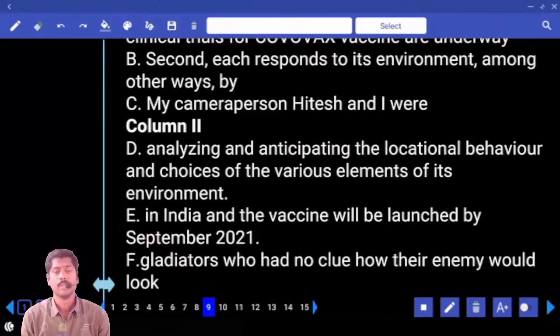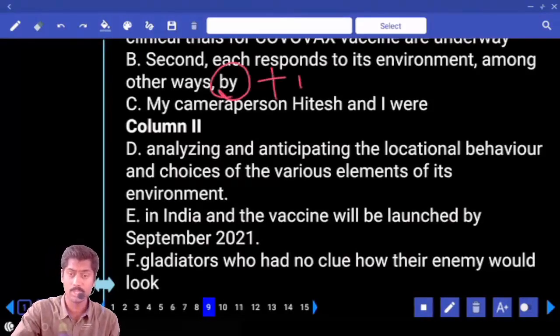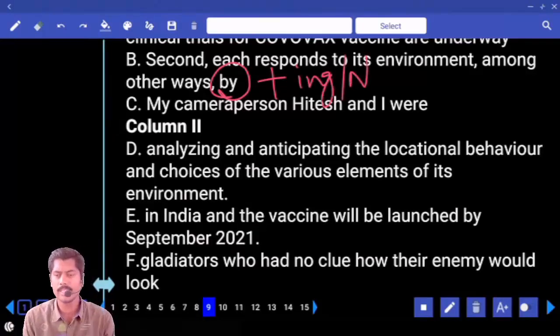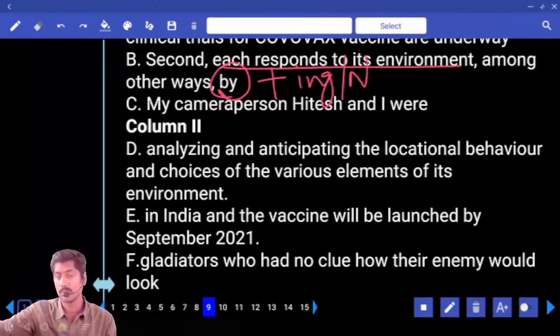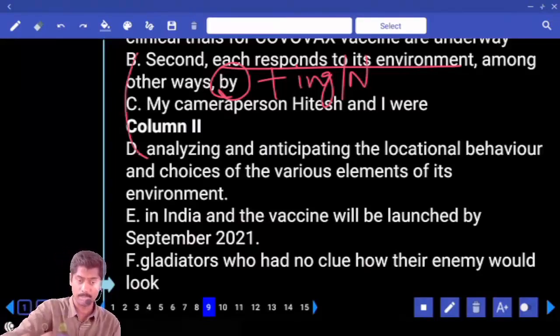Let me read B. Second, each responds to its environment, among other ways, by. After by. By is a preposition. What is the rule? ING or noun? By analyzing and anticipating, yes. By in India, no. By gladiators who had no clue, no. Each response means each person responds to its environment among other ways by analyzing and anticipating. BD we can pair.